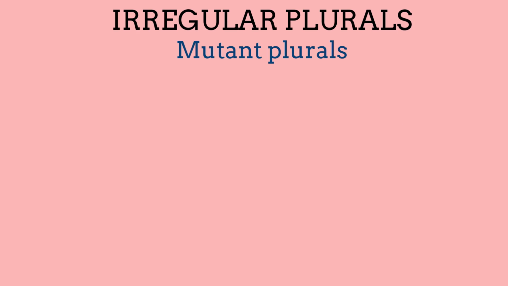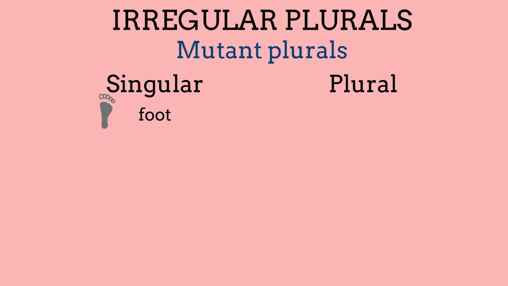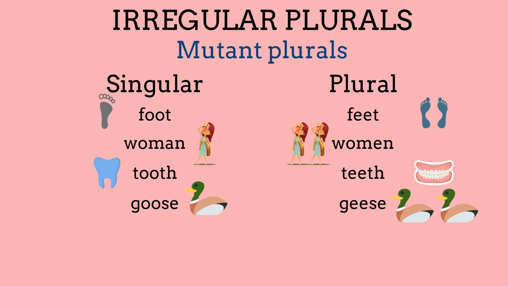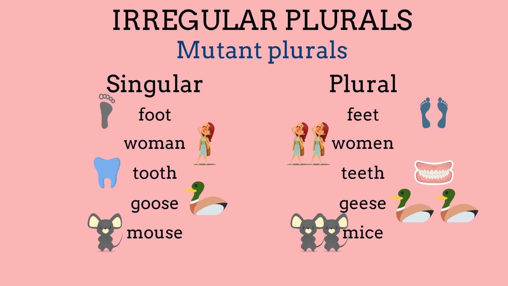Another type, mutant plurals. Mutant as in the sounds change. Foot, feet, woman, women, tooth, teeth, goose, geese, mouse, mice, louse, lice. Man, men. Weird, isn't it? But these are the only 7 mutant plurals that you will have to remember. And that's it.